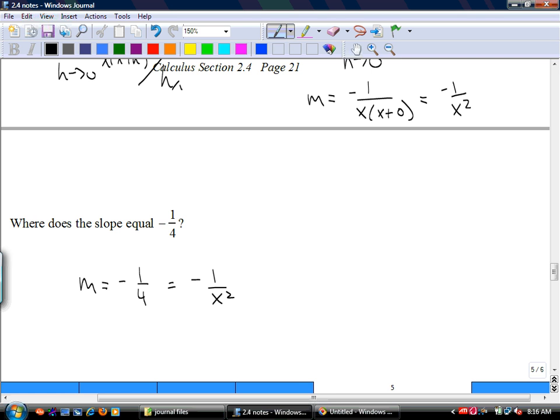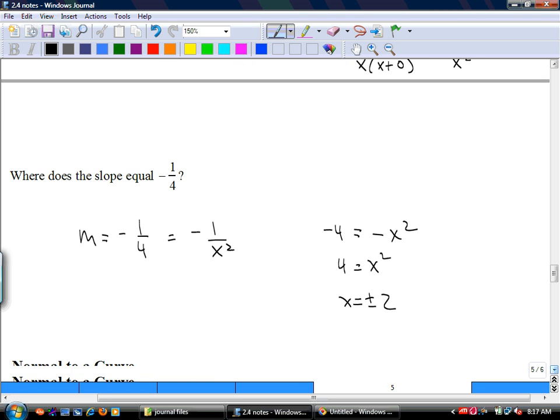We could multiply both sides by the common denominator, which is 4x squared, and you get negative 4 equals negative x squared. Divide both sides by negative 1. 4 equals x squared, so x equals plus or minus 2. There are 2 points on the curve that have a slope of negative 1/4. They are right here. It has a slope of negative 1/4.